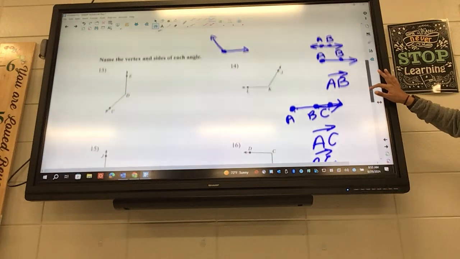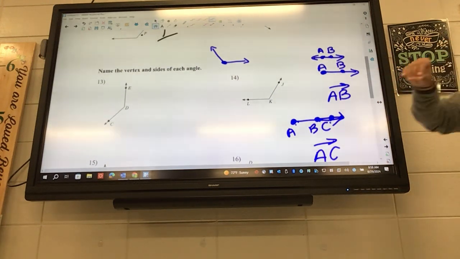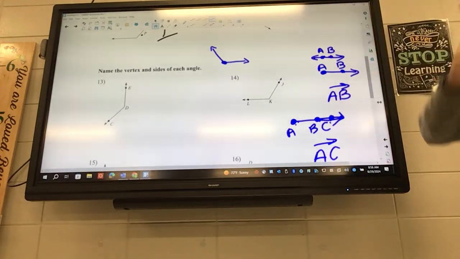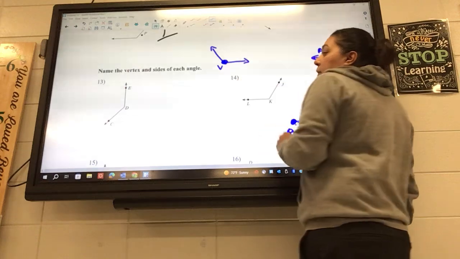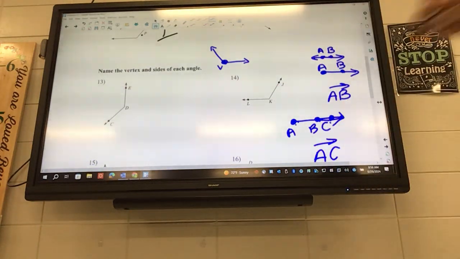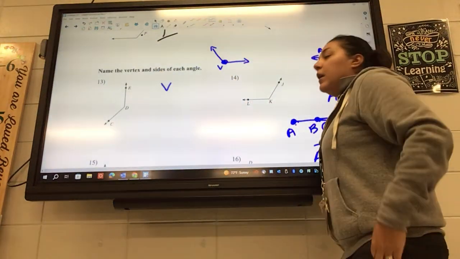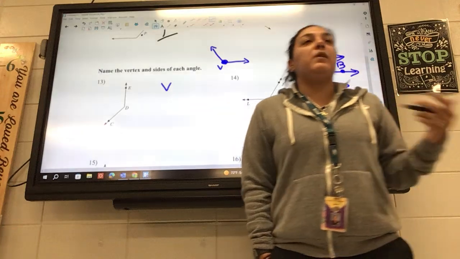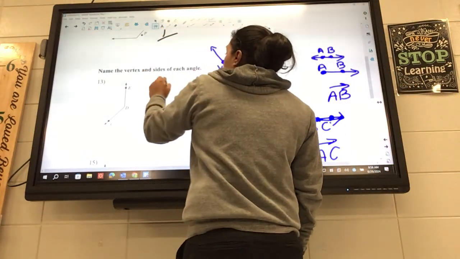So, if we're looking at the picture, first of all, the vertex is the easiest to point out. The vertex is always going to be the middle point where the 2 rays meet. So this is a vertex, right here. So if we're looking at 13, what's the vertex? D. D is definitely the vertex. So the vertex is D. I said D and I even wrote V. I don't know what is going on. So are we all in agreement? D is the vertex? Yeah.